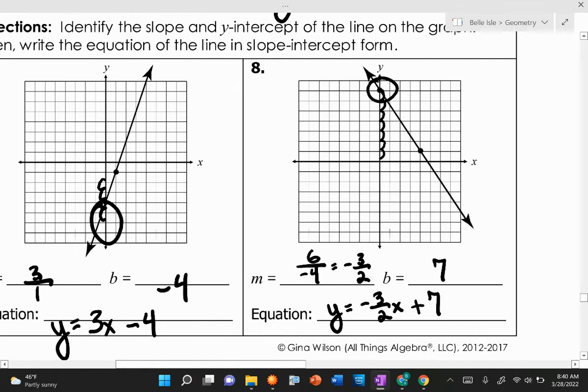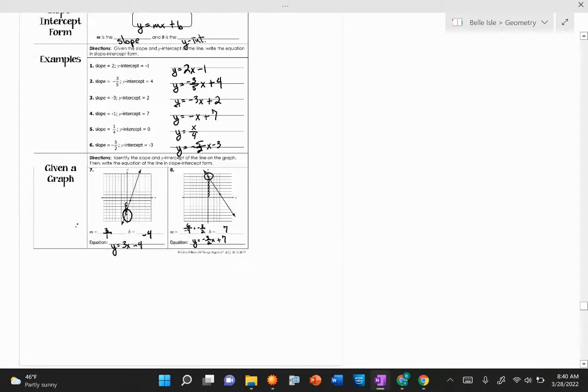Okay? So on your second page, hold on just a second. Where'd it go? There we go. Disappeared on me.